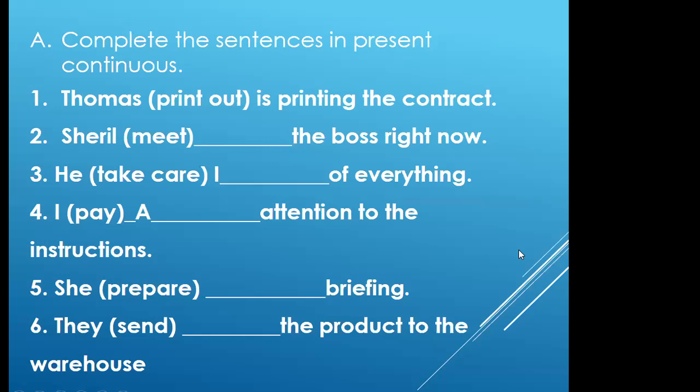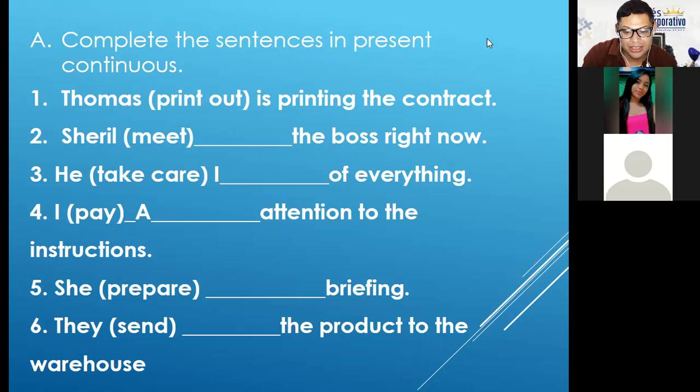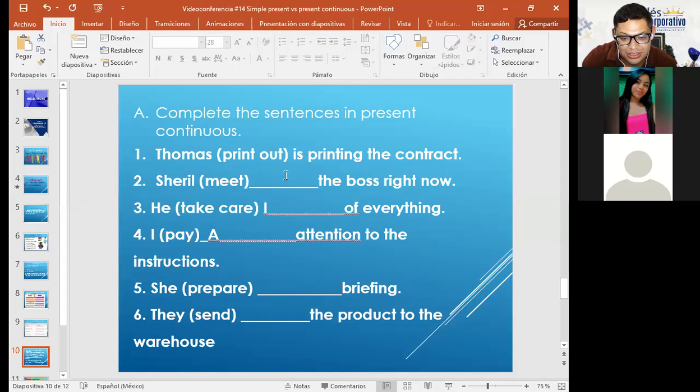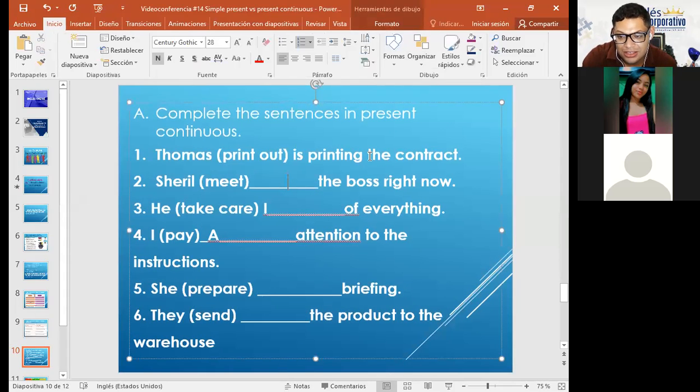Let's try with some examples. Usted me va a ayudar a poder completar esta oración. Y usted va a decidir si va a usar el present simple or present continuous. So you have to check the context. So I'm going to do this one. Let's check this.